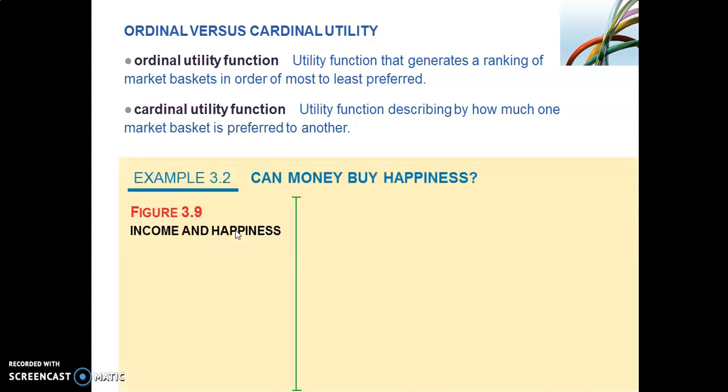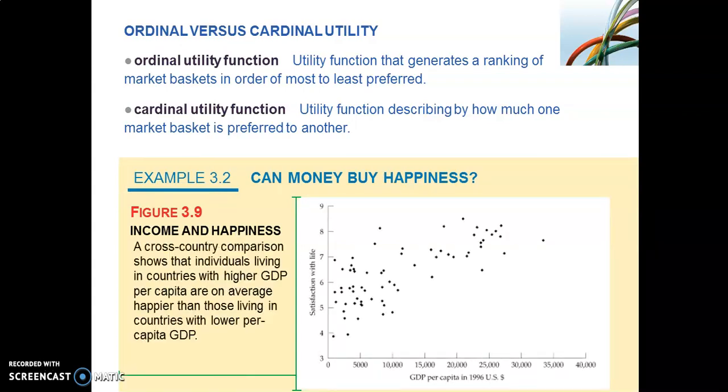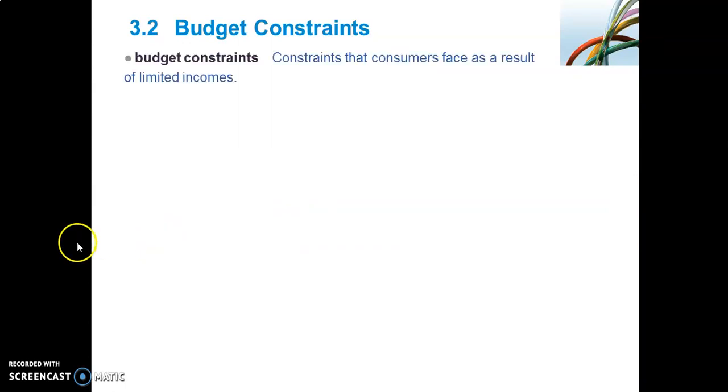The following example, 3.2, Can Money Buy Happiness, can be found on page 103. Please read through this example on income and happiness to further your own understanding. We will continue part 3 on budget constraints in the next part.